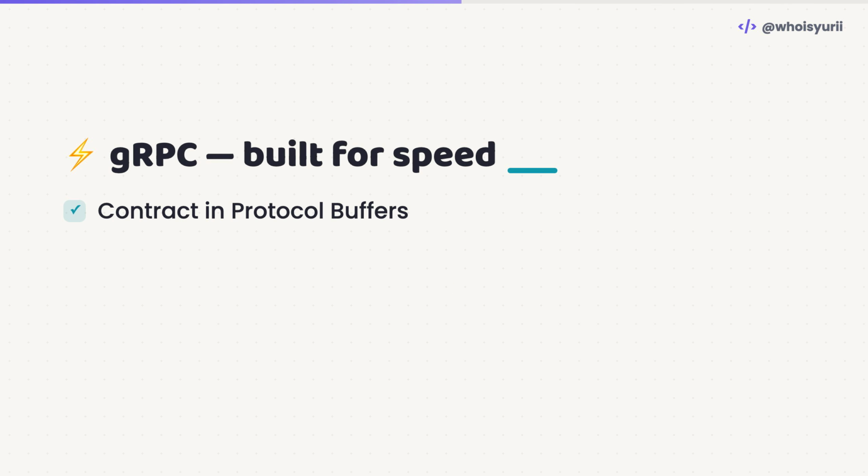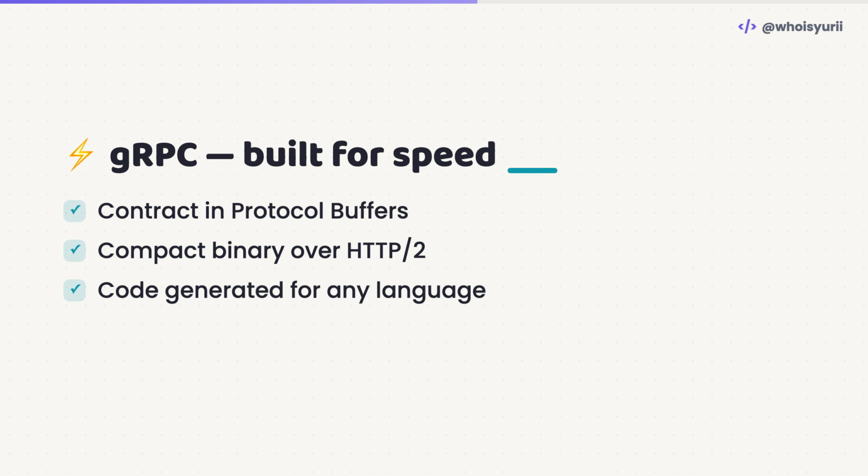gRPC is built for raw speed between servers. You write a strict protocol buffers contract, messages travel as compact binary over HTTP/2, and client code is generated for almost any language. Google built it, and Netflix and Uber lean on it between microservices.